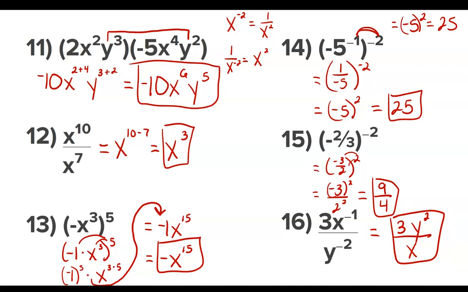So a new property that we learned here was with our negative exponents, it flips the fraction in either direction. So it either puts a term in the denominator or it brings the term from the denominator into the numerator, depending on wherever the negative exponent is.